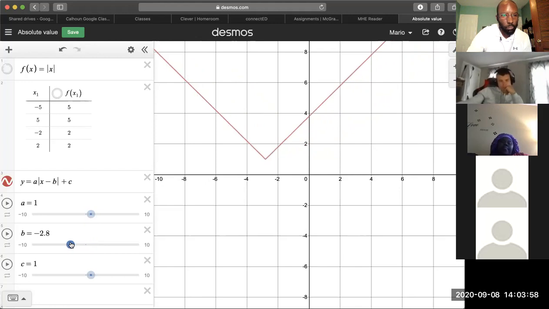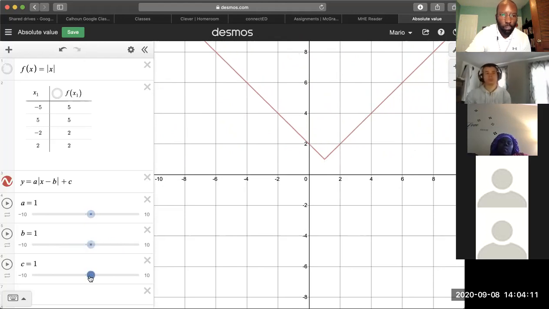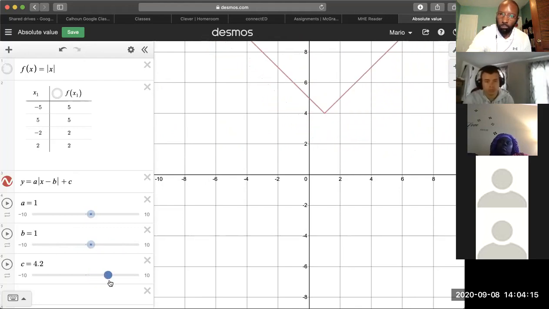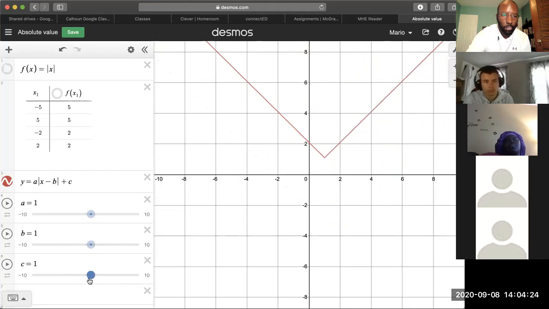You could shift it. This value just tells us how far we need to move it to the left or to the right. But it's still a V. And the C is just going to make it move up or down. But it's still going to keep that same shape, okay?